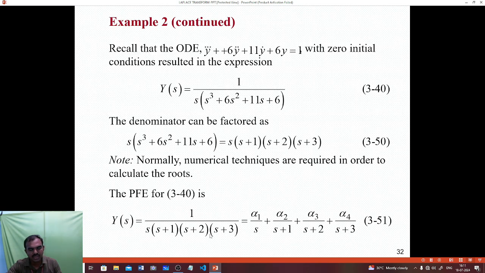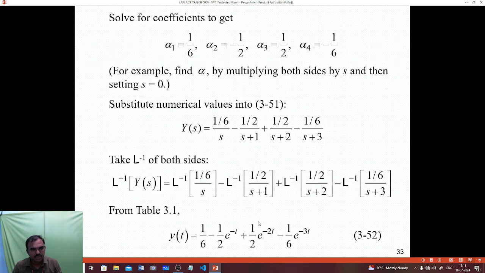So this is also type 1. The factors are not repeated, all different factors. So alpha 1 by s plus alpha 2 by s plus 1 plus alpha 3 by s plus 2 and alpha 4 by s plus 3. Next, find the alpha 1, alpha 2, alpha 3, alpha 4 values. After we find them, we substitute here and take the inverse Laplace transform, and we get the solution. Here alpha 1 value, after the simplification, we get 1 by 6, alpha 2 minus 1 by 2, alpha 3 1 by 2, alpha 4 minus 1 by 6.